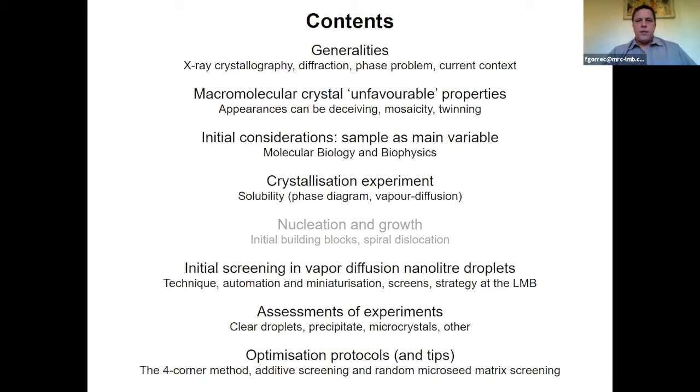I will unfortunately skip nucleation and growth because it was getting a bit too much and too long. So that will be for another time, unfortunately. It's very interesting, but something had to go, and this part will go today. This leads me to initial screening in vapor diffusion nanoliter droplets, because that's how we proceed nowadays. We're not anymore at the scale of milliliters, all of this, of course, because the sample amount is often limiting.